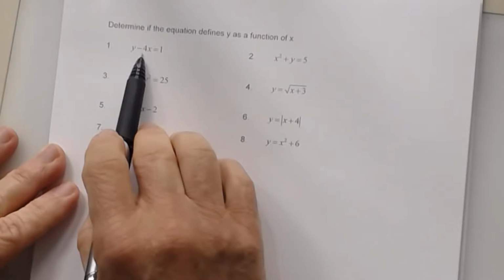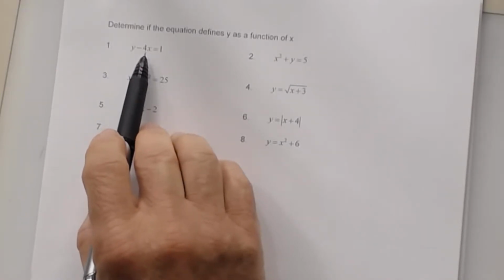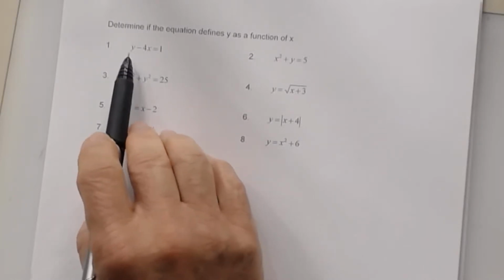There are situations, though, where some of you already know what the graph looks like. And then from that idea of that graph, you could determine if it's a function or not. But for the most part, you won't be able to. You're going to have to get y by itself. So let's look at number one.